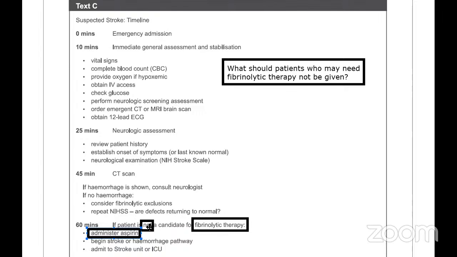Here not is there. This is very important. If he's not a candidate for fibrinolytic therapy, then you have to administer aspirin. But if he is a candidate for fibrinolytic therapy, then you need not give aspirin. That is what is called a reverse question. So be careful with reverse questions, or you will give wrong answers.